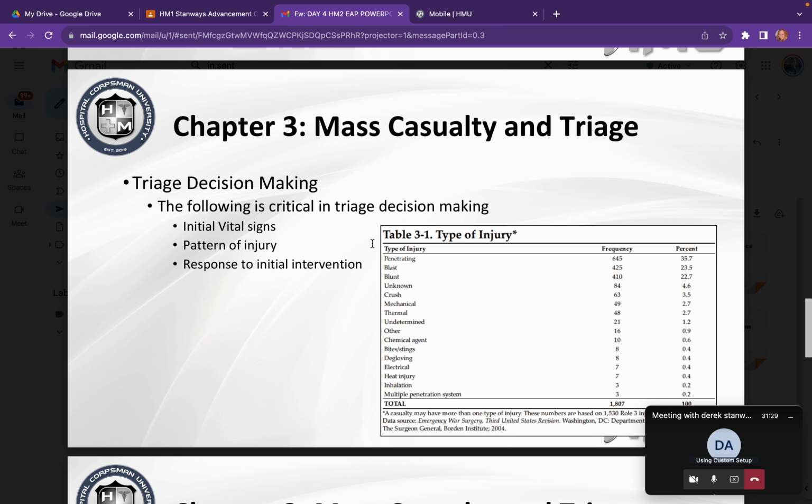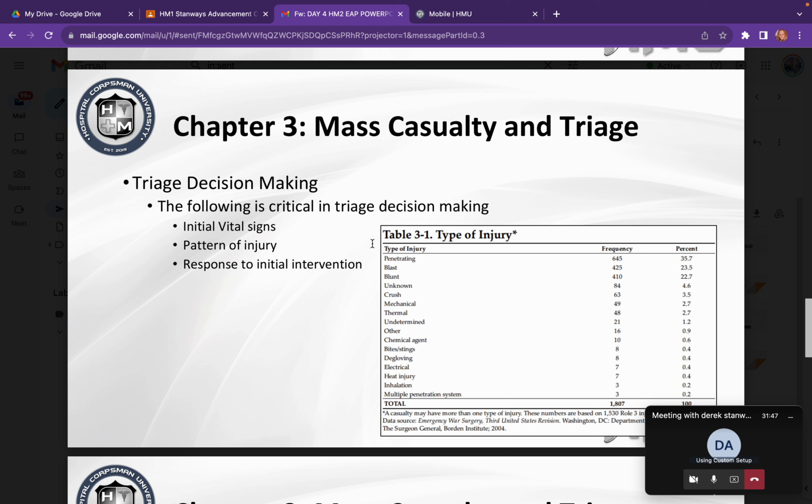It may be multi-system trauma, a single gunshot wound, an amputation, a blast injury, whatever it may be. So depending on the mechanism and the types of injury will depend on the triage categories, and then your response to initial interventions.